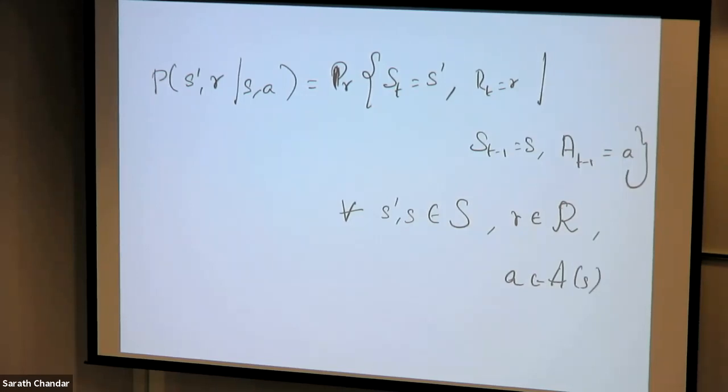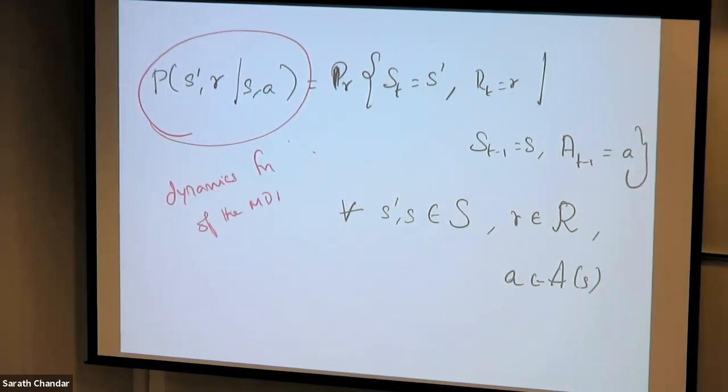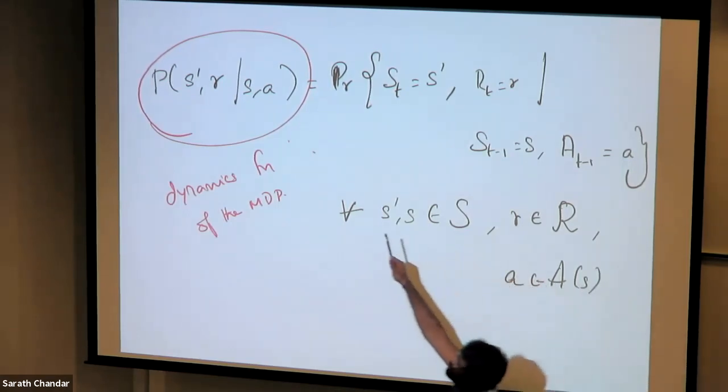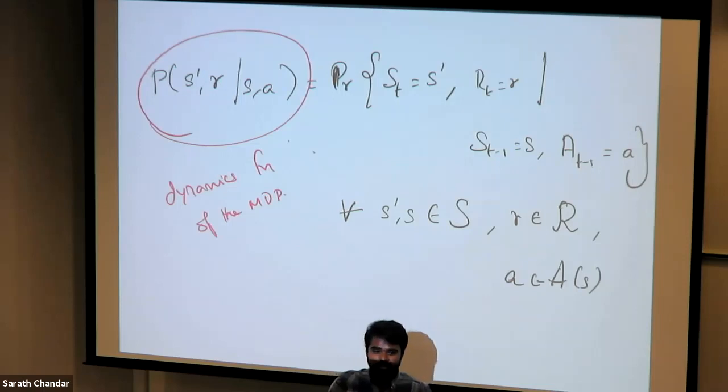Now this P, we are going to call this the transition probability. But probably I will not call this the transition probability, because just S' given S is the transition probability. So we're just going to call this the dynamics function of the MDP. In some sense, this P of S', R given S comma A tells you how the world works.